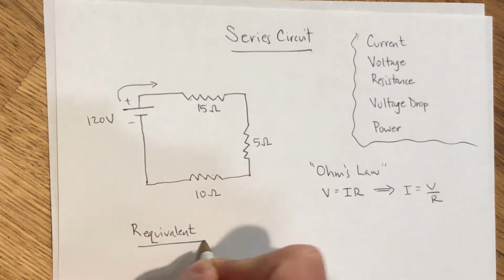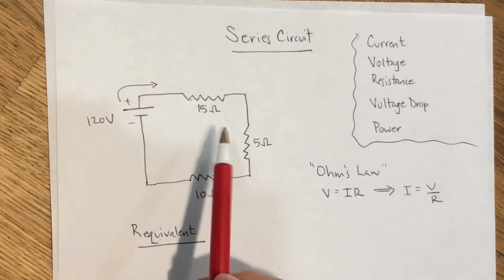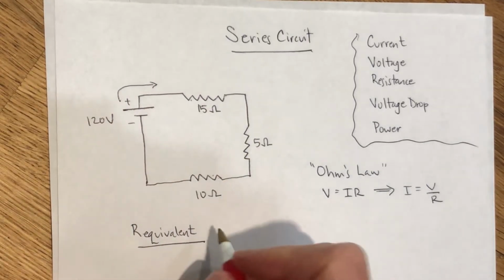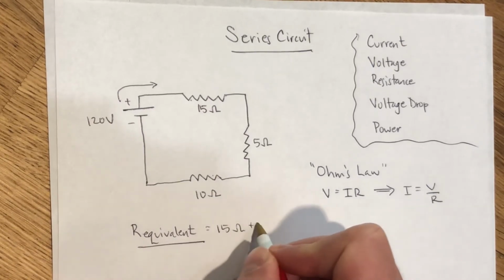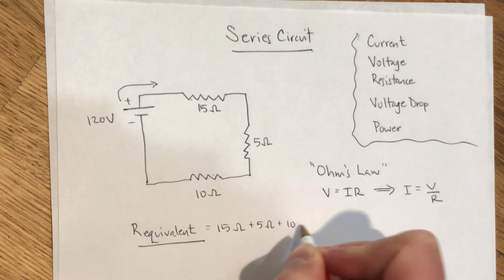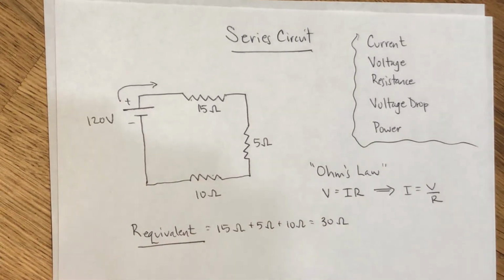Because this is a giant single file line, any charges have to move through all 3 devices, so they have a cumulative effect. So the equivalent resistance, it's real easy, just add them up individually. 15 ohms plus 5 ohms plus 10 ohms means collectively there's 30 ohms of resistance in the circuit.